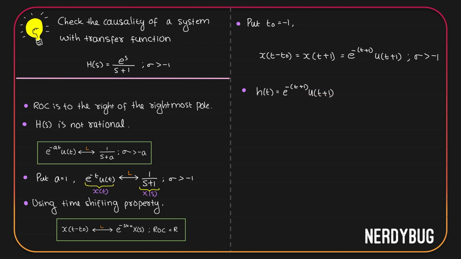The condition for an LTI system to be causal is that its impulse response h of t should be 0 for all values of t that is less than 0. But obviously here h of t is not equal to 0 for t between minus 1 and 0. So we can conclude that the system is not causal.